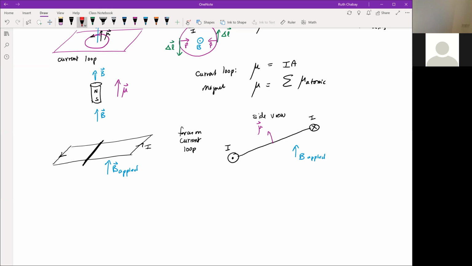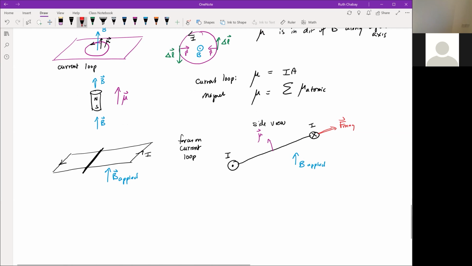Let's think about the force on this end of the loop. We're going to have a magnetic force I dL cross B. So I dL is into the page, B is up. And so there's going to be a force that stretches the loop here. And on the other end, the left end, we have current coming out of the page, magnetic field up. So the magnetic force on this end is that way.